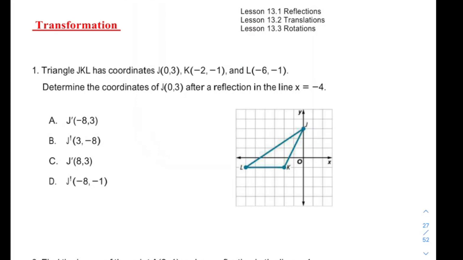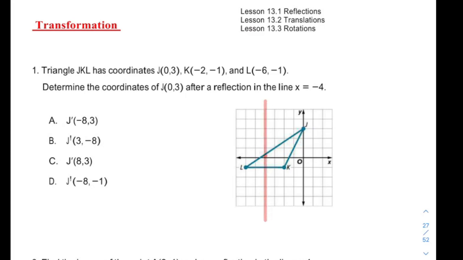Triangle JKL has coordinates J(0,3), K(-2,-1), and L(-6,-1), as you see here. You can plot them also to visualize more. Determine the coordinates of J(0,3) after a reflection in the line x equals -4. Actually, you have two options. Either you can draw it: you draw the line x equals -4. So our line will be at x equals -4, 1, 2, 3, 4 on the negative side. This is x equals -4.